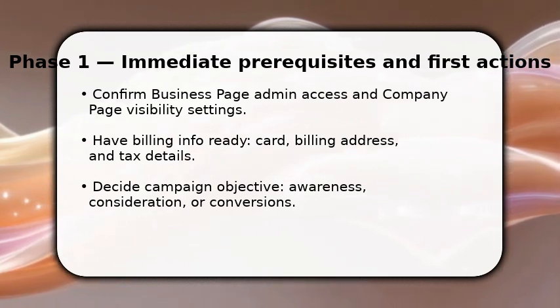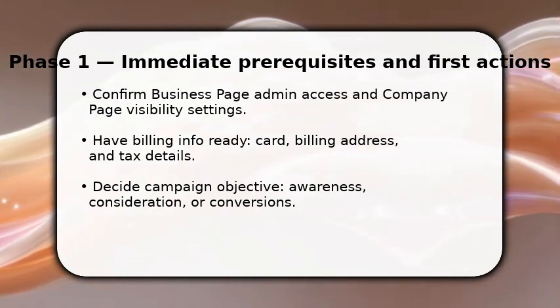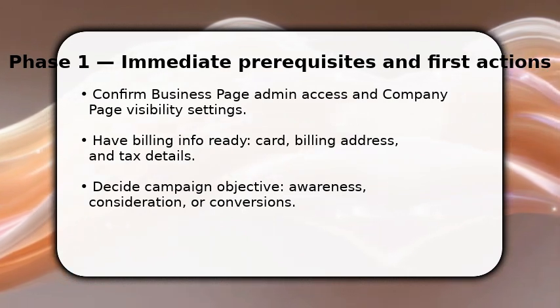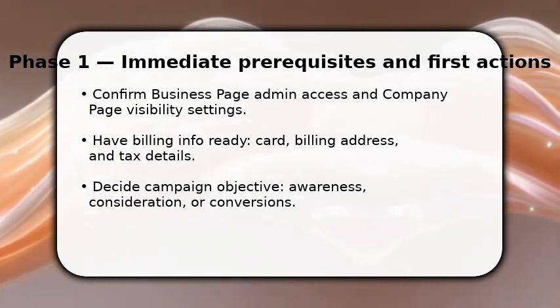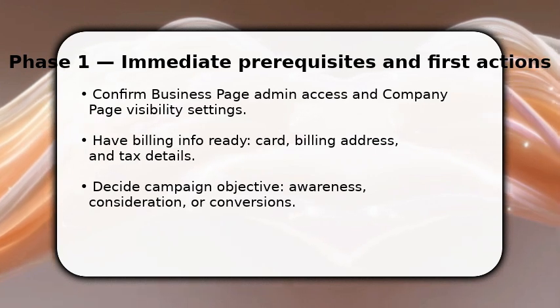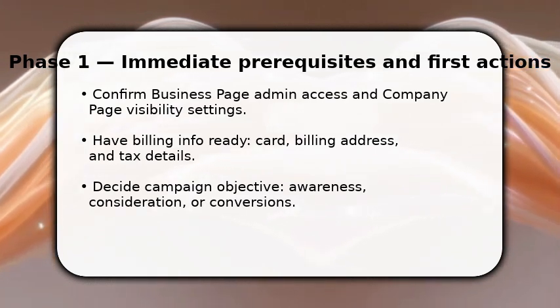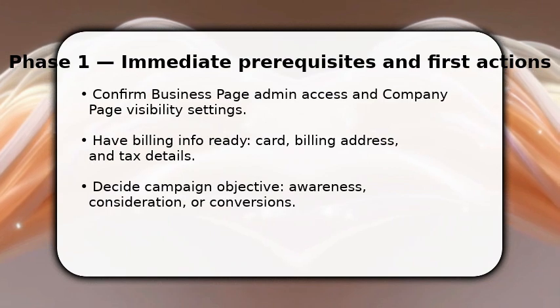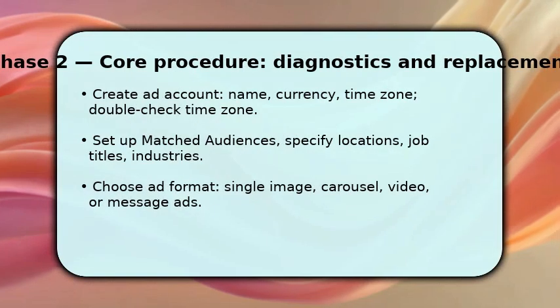You add billing info next, so campaigns don't stall: card, address, and tax fields. Then pick a campaign objective, which drives targeting and creative choices. Once done with the basics, continue by configuring account details and targeting for precise delivery.